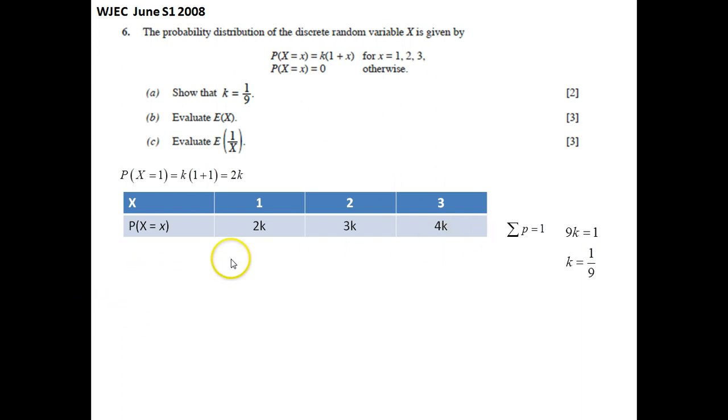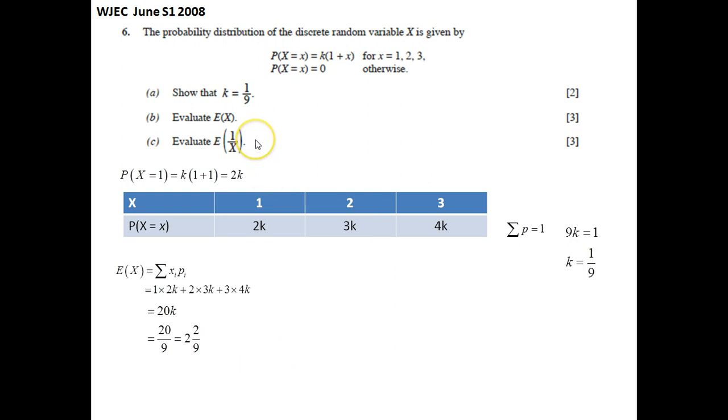Find the expected value of this distribution. So it's each x multiplied by its probability. So it's 1 times 2k plus 2 times 3k plus 3 times 4k, which becomes 20k. I know that k is 1/9, so it's 20 over 9, which is about 2 and 2/9, so it's within there somewhere.